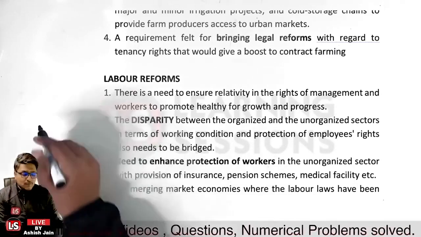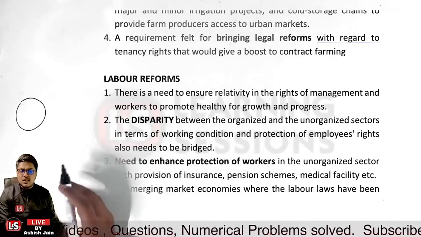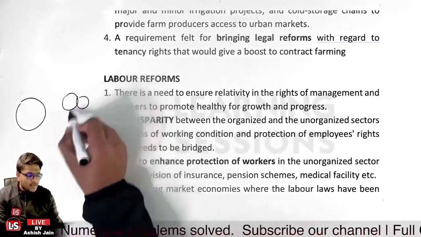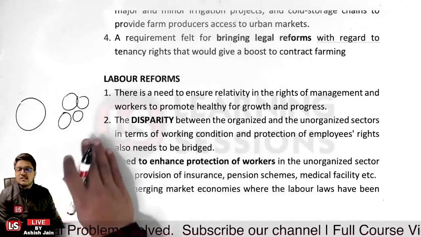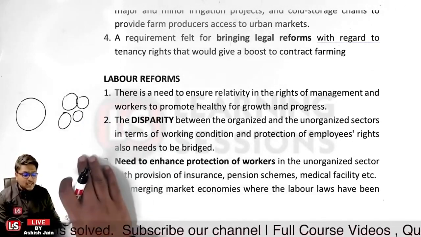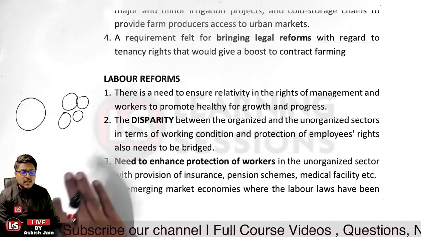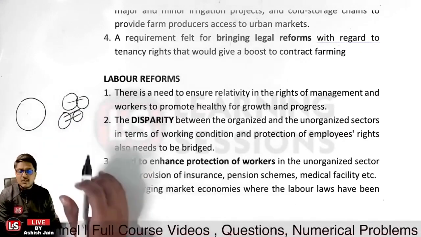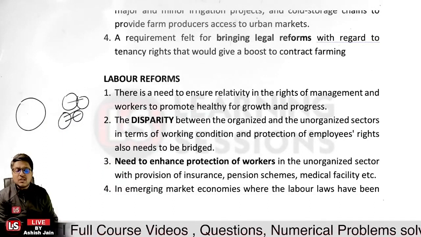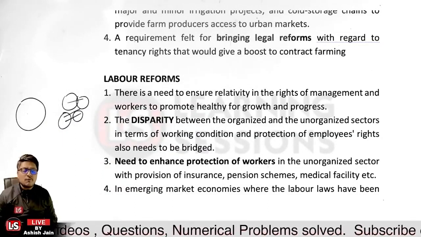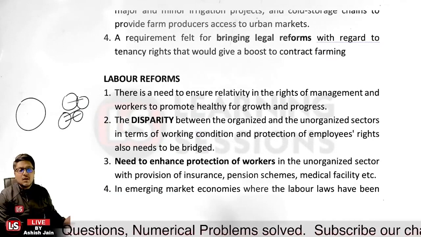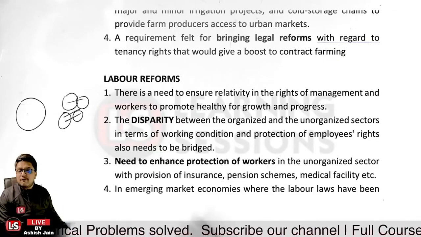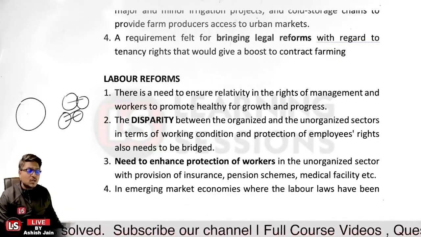What does it mean? It means if you are working in some organized sector, let us take the case of a corporate or an IT firm, that is basically an organized sector. And if we look at micro and small enterprises, we can say it is an unorganized sector, or a decentralized sector. If we look at the working conditions in the organized sector and the working conditions under the unorganized sector, the gap must be bridged. We need to enhance the protection of workers in the unorganized sector with the provision of insurance, pension schemes, medical facilities, etc. Those must be provided for the protection of workers in the unorganized sector.